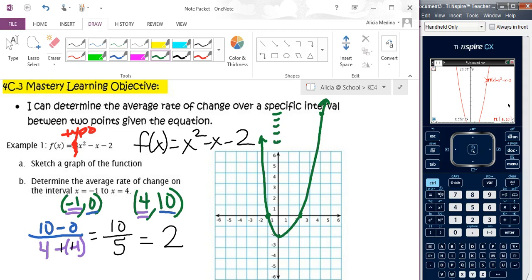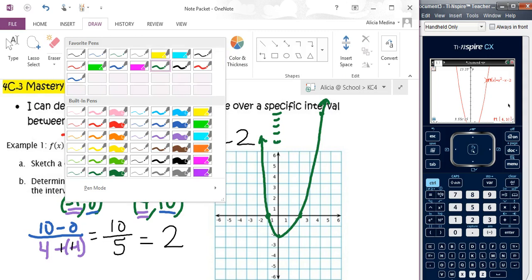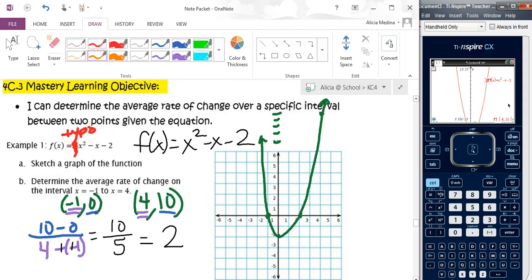We want to graph our average rate of change. So this right here, let's use orange. This right here is what we need to graph. And what points was it between? Well, between x equals -1 and x equals 4. So I'm going to have my point at x equals -1 and when x equals 4. And I want to be able to draw a line that goes through those. So make sure that you connect those points, because that is what has that average rate of change of 2.